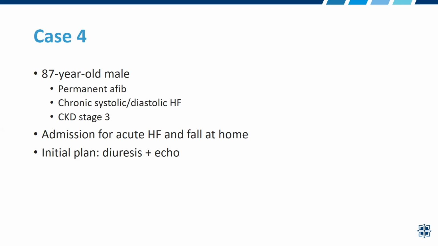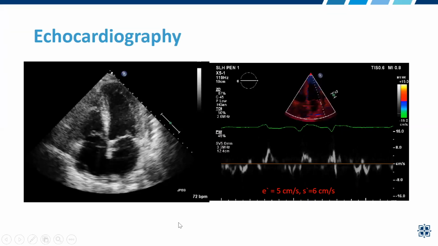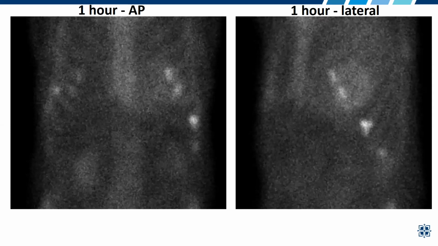Perfect. So then we'll talk just about this last case for a second. This is an 87-year-old male, permanent AFib, chronic systolic and diastolic heart failure, CKD. He had a fall at home and came in with heart failure as well, volume overload. He had an echocardiogram, which, again, I'm looking at the similar type things that we looked at on the prior echo. Here is his PYP, and this is a planar view at 1 hour.